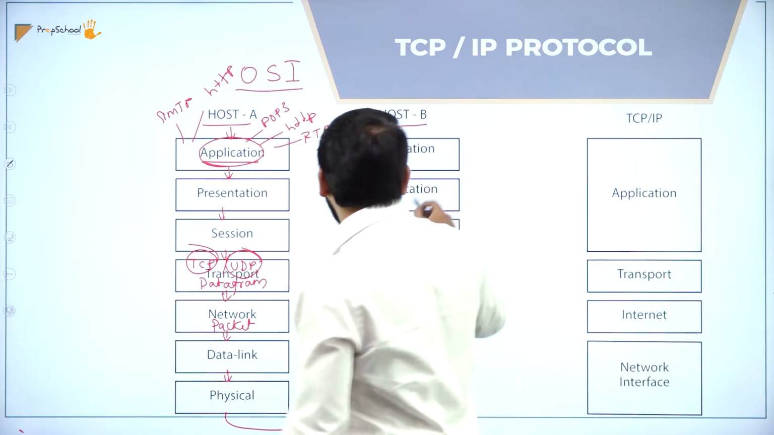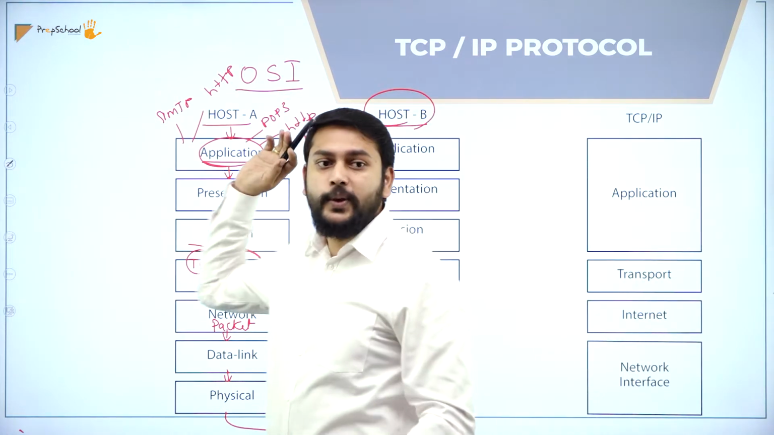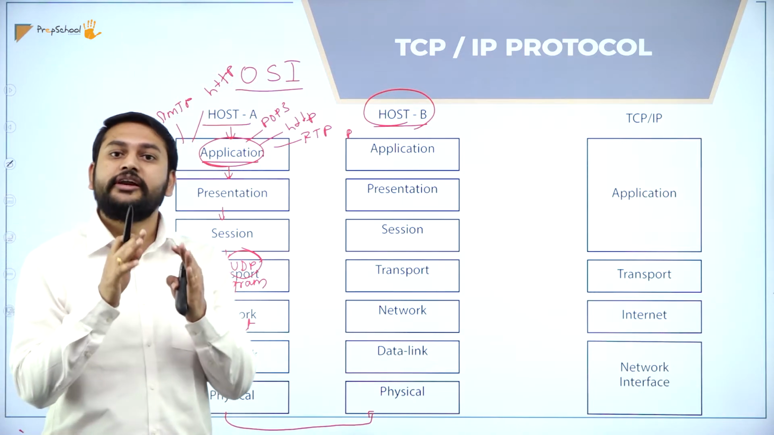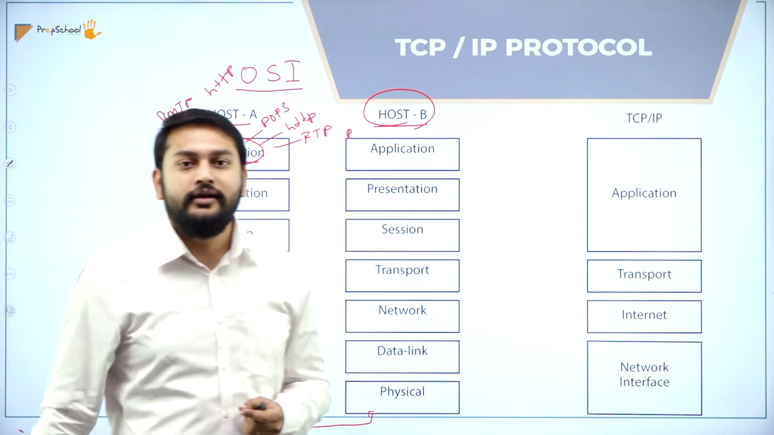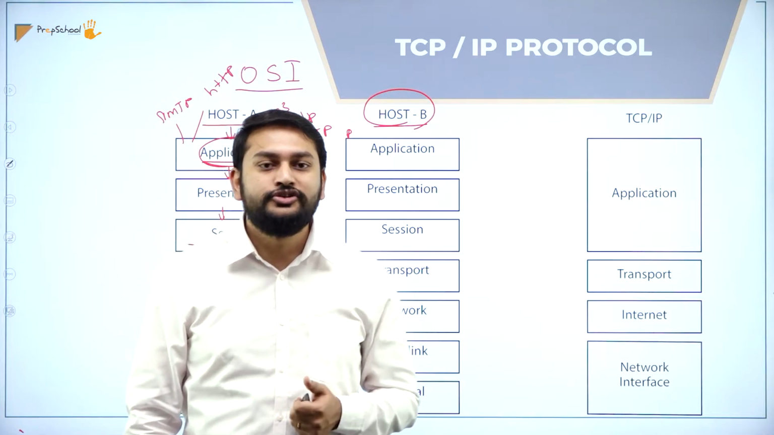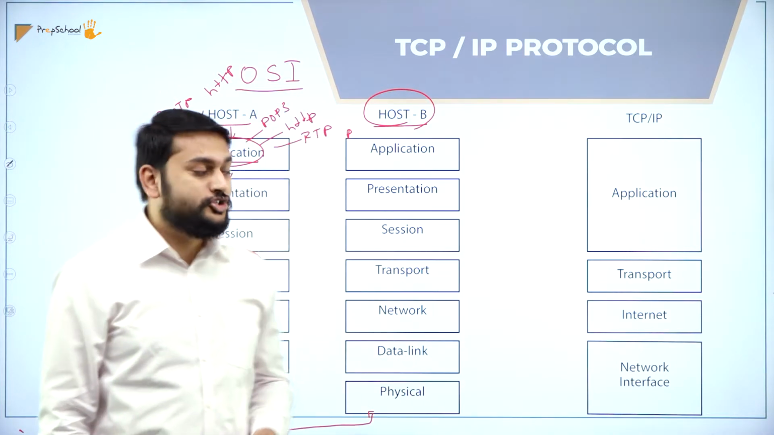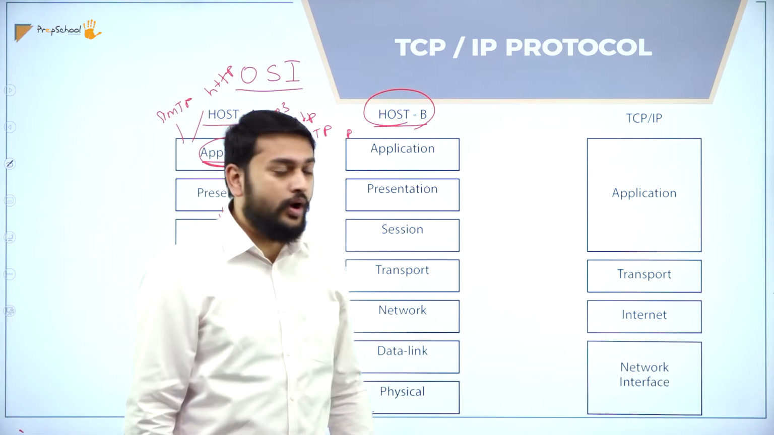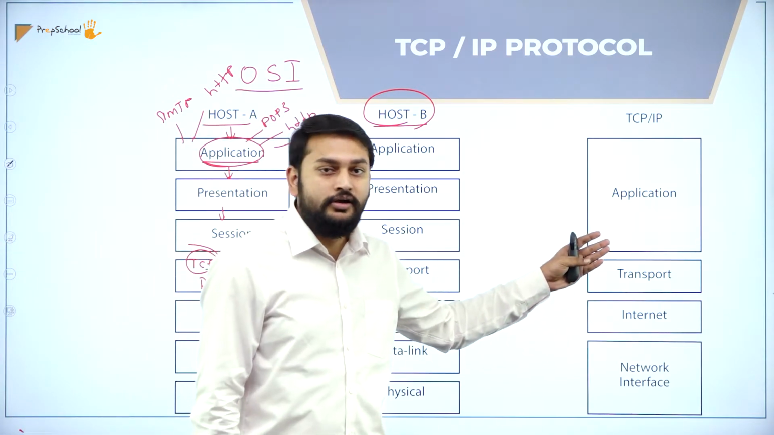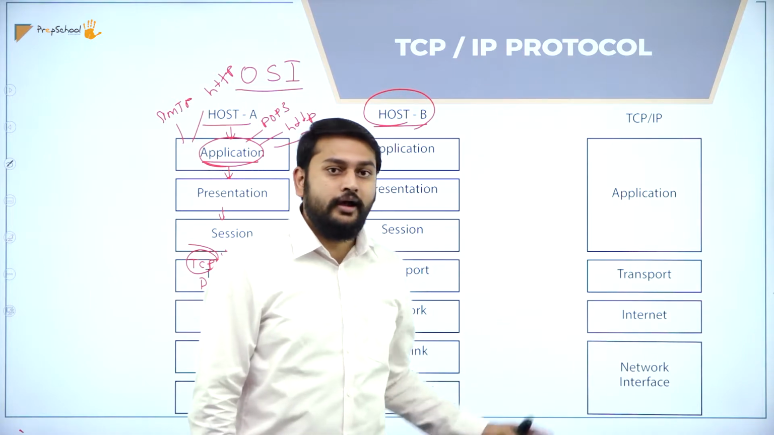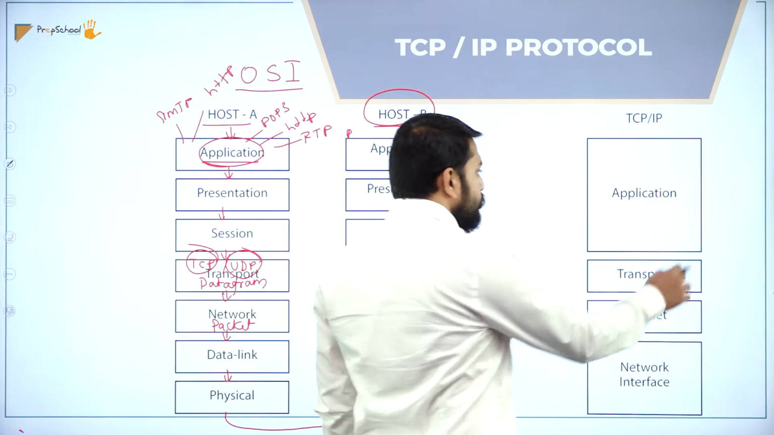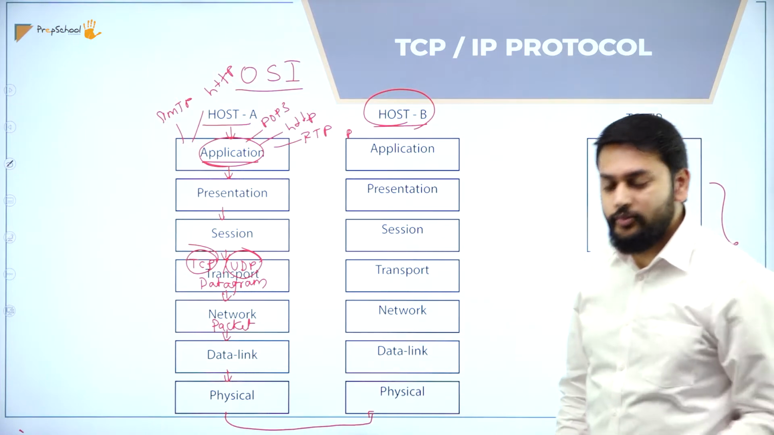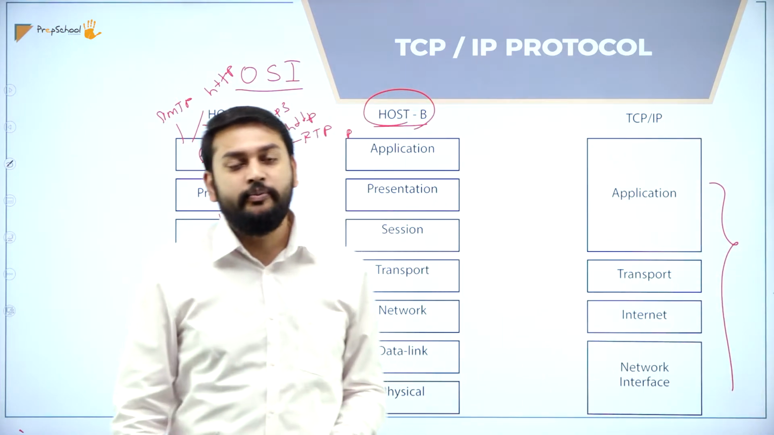Finally, host B has got the message that I have sent. This is how the OSI reference model works. That's what you need to understand, my dear students, with respect to the OSI reference model. When it comes to TCP/IP, I have the application layer, transport layer, internet layer, and network interface. So this is what you need to understand. It is the same thing, but we have removed some of the layers in TCP/IP.